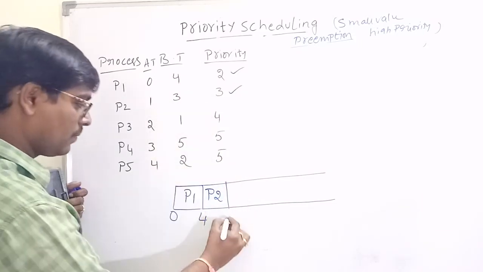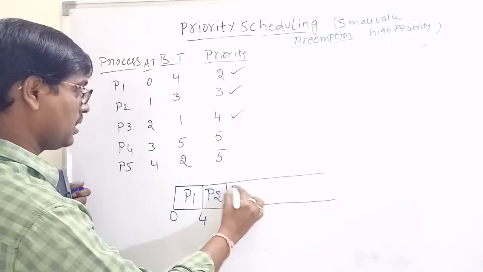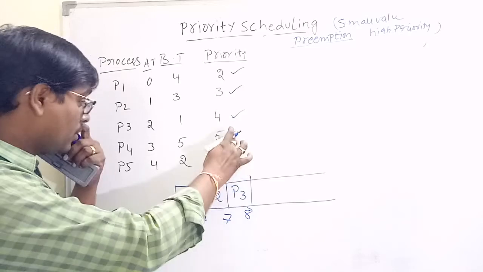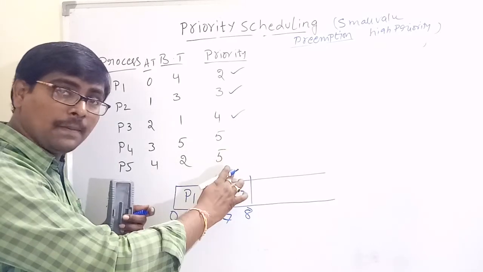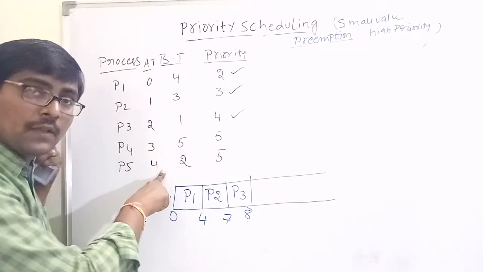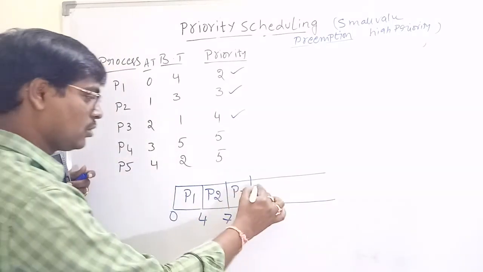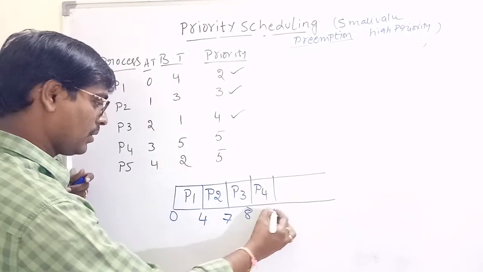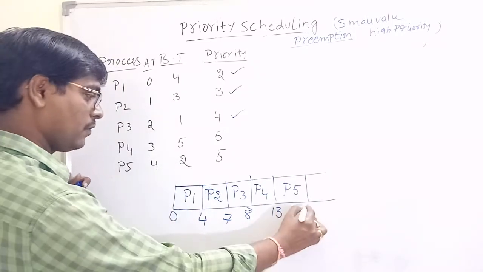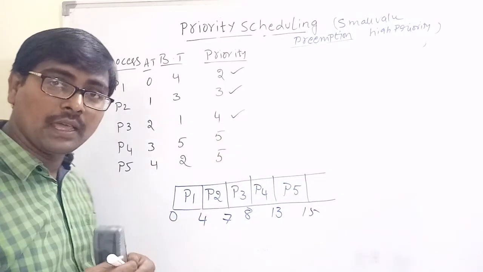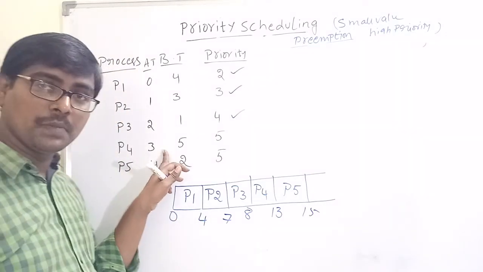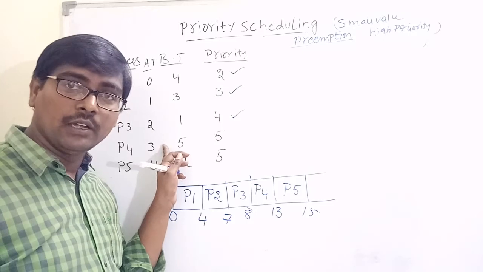How much time? 3. Now execute process P3. 1. So in this, okay, both have the same priority. If both have the same priority, in those cases we have to consider FCFS. So first P4 is executed. 8 plus 5, 13. Next P5 is executed. 15. Remember, if both have the same priority, follow FCFS. So P4 and P5, which comes first? Sorry, first P4 entered into the system.